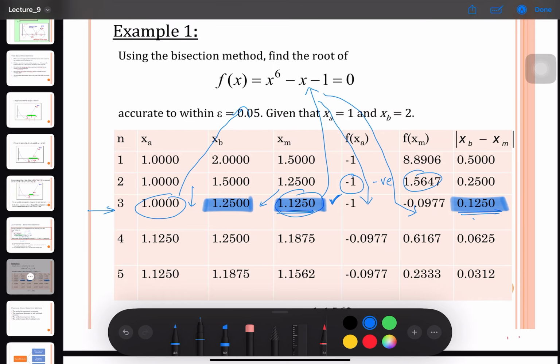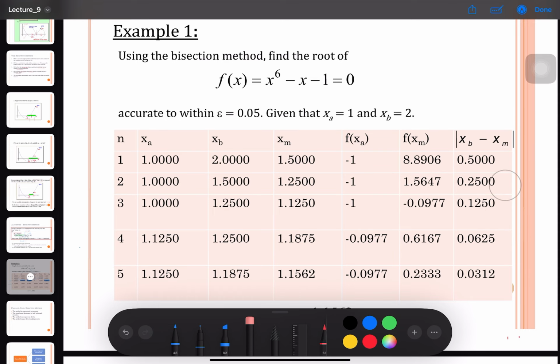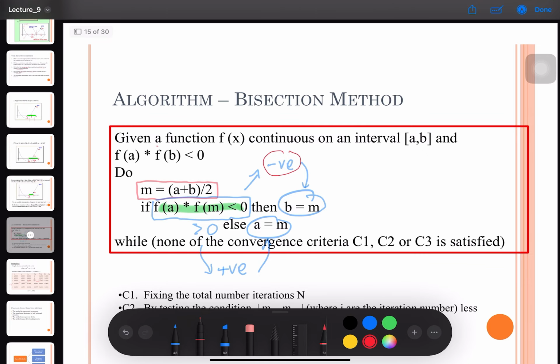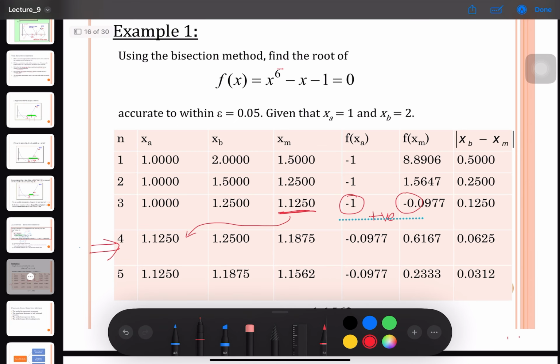Okay, the answer for error is still larger than the given error, so that's why we continue with the fourth iteration. So I'll delete this. Okay, we continue with the fourth. For number 4, still we have to check xb and xm before. So this one, the answer is negative, negative, so it should be positive. Negative times negative, positive. So your xm here, you copy into A. Because when your answer is positive, A is equal to M.